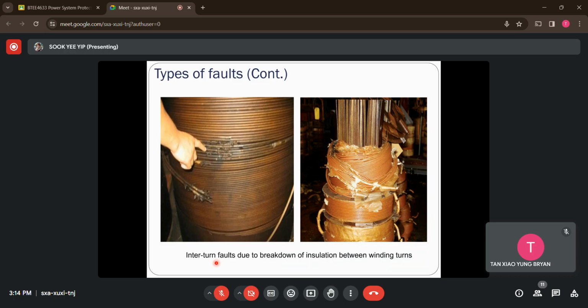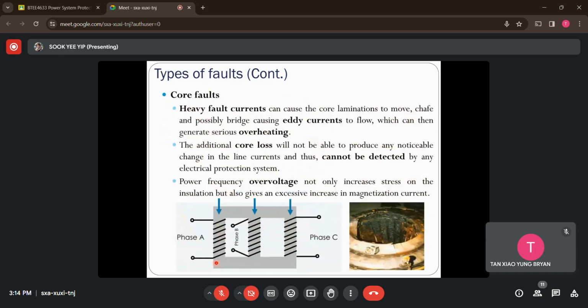Okay, so now let's move on here. Now we will start to talk about core fault instead. All right. So how does the core fault occur? It happens because we have a high or huge fault current flowing through the internal windings of the transformer. As a result, this high current can cause the core laminations to move, shift and possibly breach, which induces eddy current flowing through the transformer. So every time we see eddy current, it means that it will generate high heat. So we have a serious overheating condition for the transformer.